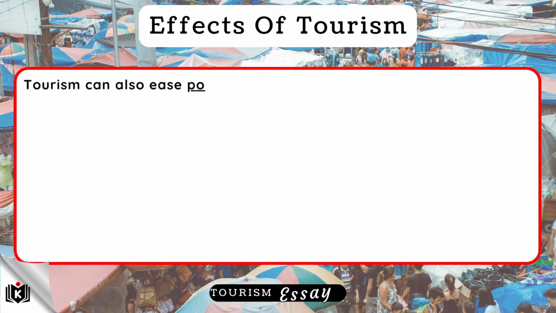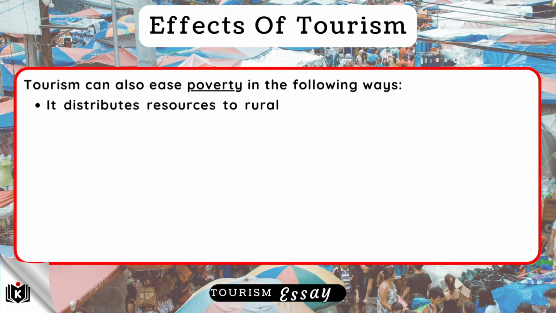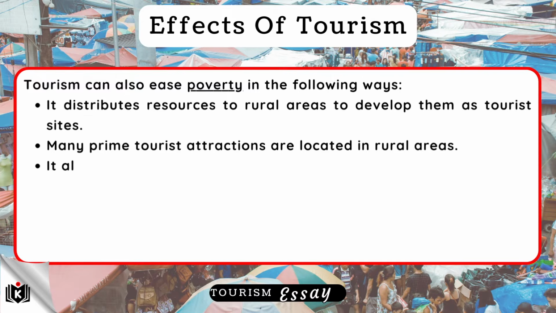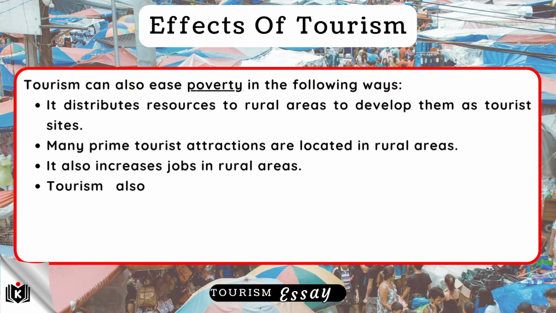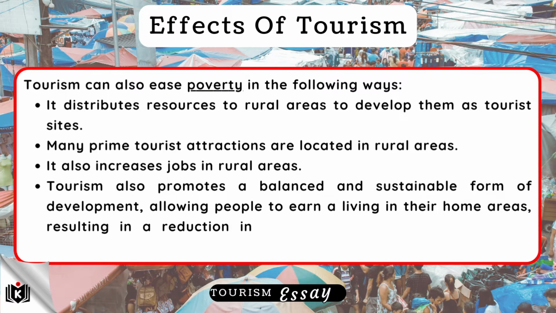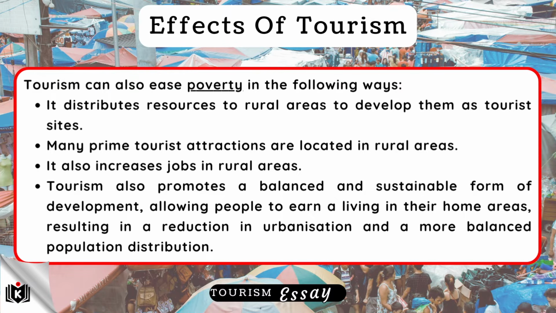Tourism can also ease poverty in the following ways. It distributes resources to rural areas to develop them as tourist sites. Many prime tourist attractions are located in rural areas. It also increases jobs in rural areas. Tourism also promotes a balanced and sustainable form of development, allowing people to earn a living in their home areas, resulting in a reduction in urbanization and a more balanced population distribution.